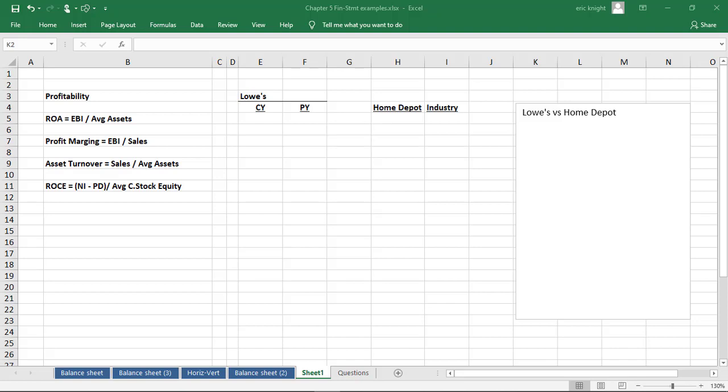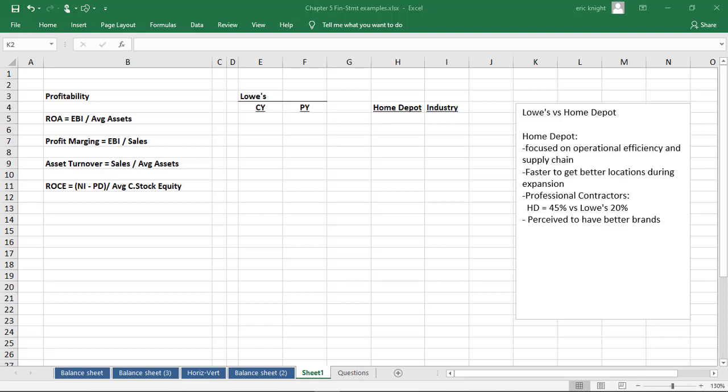We have some actual numbers from recent years for both Lowe's and Home Depot, and we've already put them into the ratios. We're not going to do the calculations. We're going to focus on what the ratios are telling us. So before we do that, let's get some background. We'll do this backwards. Usually you look at the ratios and then you try to figure out why the ratios look a certain way. Let's get some background on these two companies, and then we'll see if the ratios play out.